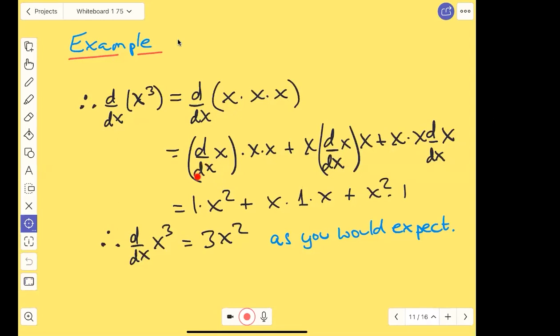So we're going to get 1 times x times x, plus x times 1 times x, plus x times x times 1. So there are 3 identical terms, all of which are equal to x squared. So the derivative of x cubed, as you would expect, is 3x squared. Bring this number in front and reduce it by 1. Does that make sense to people?